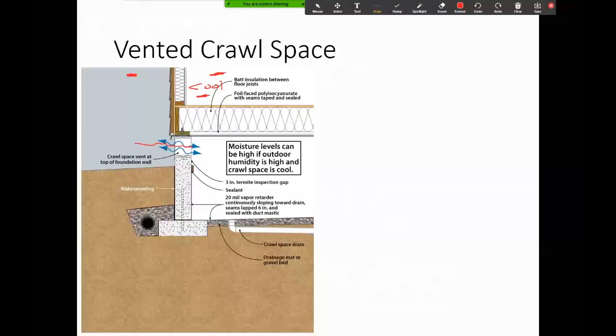So when it's cool up here and you don't have a sealed crawl space, and you haven't put in, this is a well-designed crawl space, you have foil-faced polyisocyanurate or foam with seams taped and sealed. And so that's sealing the underside of your floor, these engineered trusses or floor joists or whatever you have.